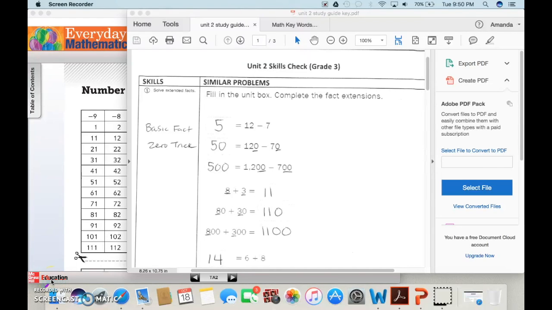Hi, third grade. We're going to check the Unit 2 study guide. Our test is coming up, so we're going to check our work for our study guide. Let's take a look at number 1.